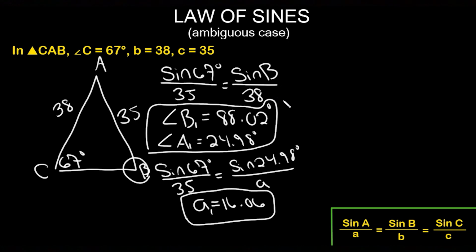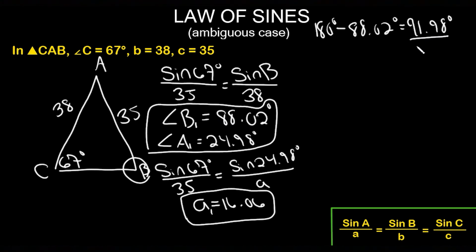So we have to look at angle B and see if we can fit in another triangle. To do that, it's very simple. You're going to do 180 degrees minus what angle B is, 88.02 degrees. What do we get there? In my calculator, when I do 180 minus 88.02, I get 91.98 degrees. So this right here is the obtuse version. We have the acute version right now, right? If you look at angle B1, this is the possible obtuse version.